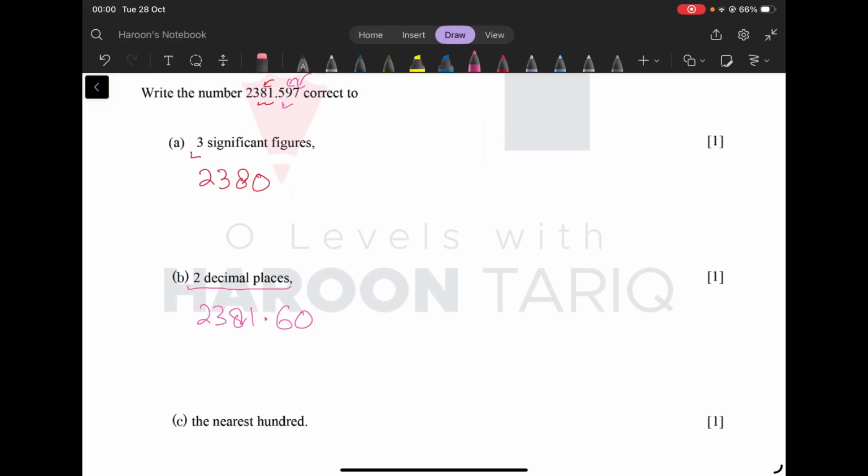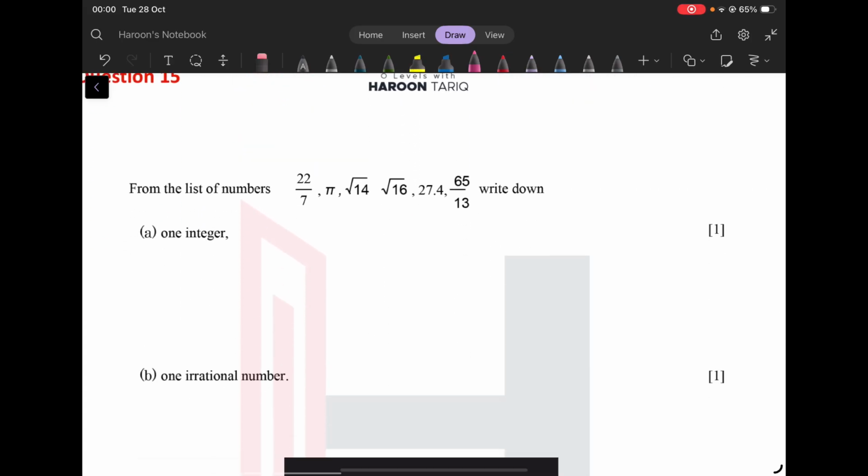Now next, they are saying the nearest 100. Hundreds would be like 100, 200, 300. So over here, 2300 or 2400. This is closer to 2400. 381 basically is closer to the 400 mark. So 2400 should be the answer, nearest 100.